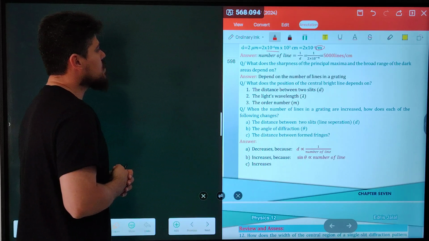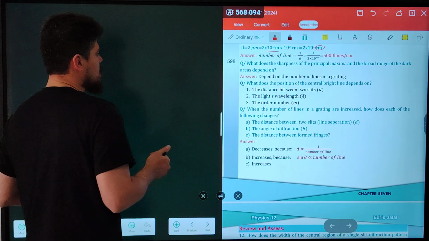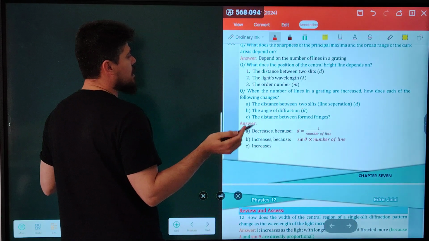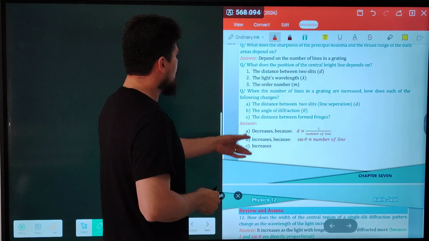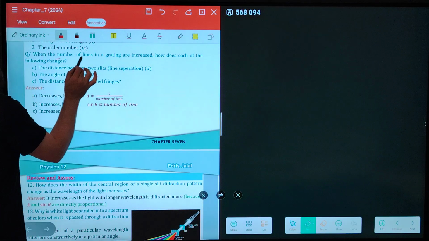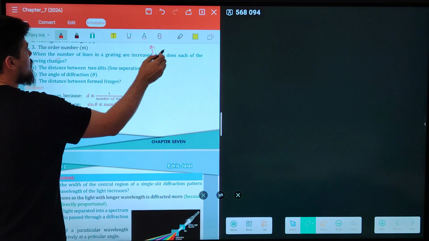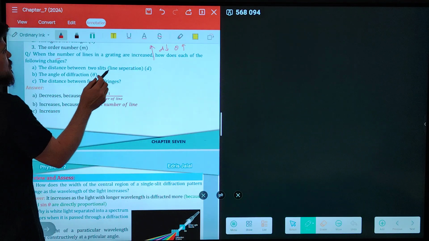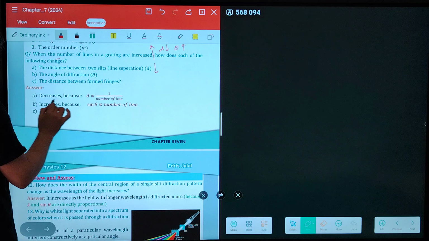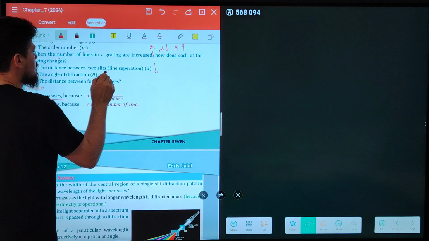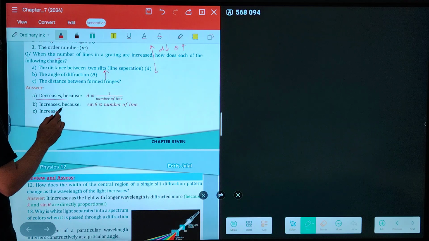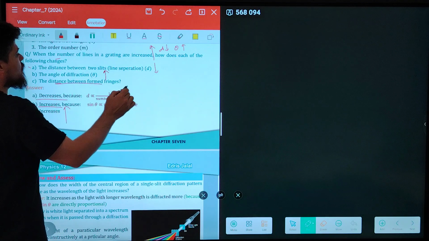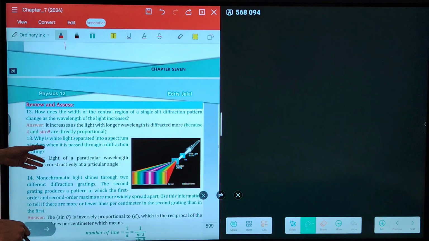Okay? What do the sharpness of the principal maximum and the broad range of the diffraction angles depend on? The number of lines in the grating. And what does the position of the central bright fringe depend on? Distance, wavelength, and order number, as we studied. Guys, look at this question. When the number of lines in the grating increases, distance decreases, theta increases. Does each of the following change? The distance between the two slits decreases. Distance decreases, so theta, the angle of diffraction, must increase. Why? Because number of lines and angle of diffraction are directly proportional. The distance between fringes, the width of the fringes, also increases. The distance between fringes means theta, the width of the pattern, okay?